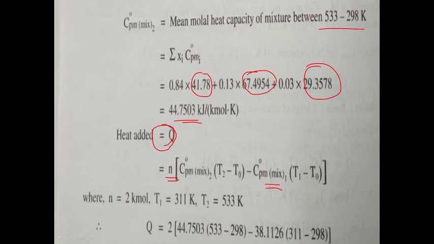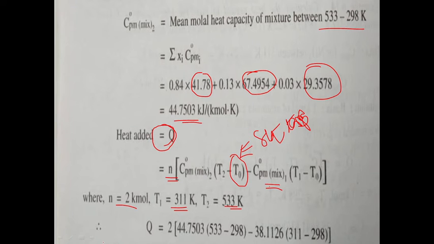So here the n value is known. This is directly given: 2 kilomole. Temperature T1 is the lowest temperature, 311 Kelvin. T2 is 533 Kelvin. Are you clear or not? So what is T0 here? Already you know the concept. T0 is the standard temperature. So this is the standard condition. What about the standard temperature here? Standard temperature you should always take as 298 Kelvin. That is the standard temperature. Are you clear? So we know all the values.